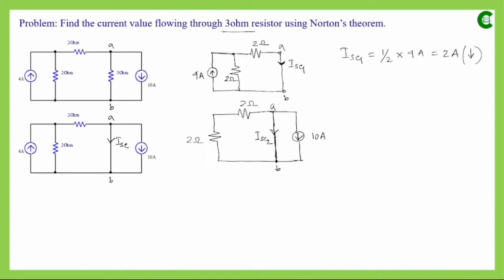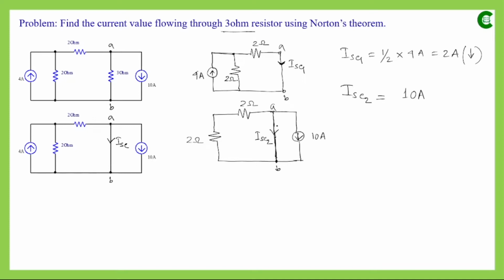Since this path has zero resistance, the whole current will flow through this path only, and no current will flow through this branch. We can also prove this by using the current division rule. That means through this path, the current which will flow is the whole 10 ampere current.